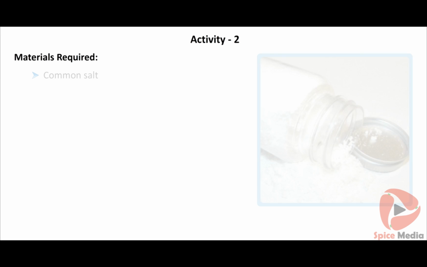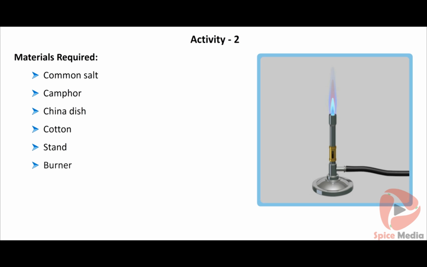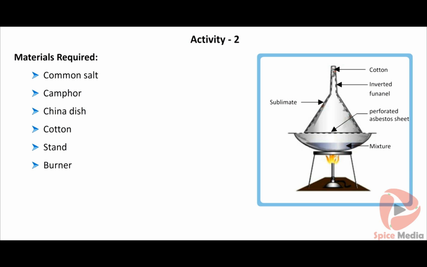Materials required: common salt, camphor, china dish, cotton, stand, burner. Procedure: take a mixture containing common salt and camphor in a china dish. Place it over a burner. Keep an inverted funnel over it. Close the funnel stem by means of cotton. Heat the china dish. Record your observations.